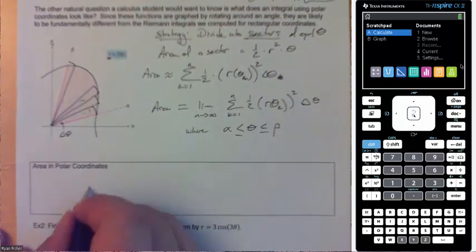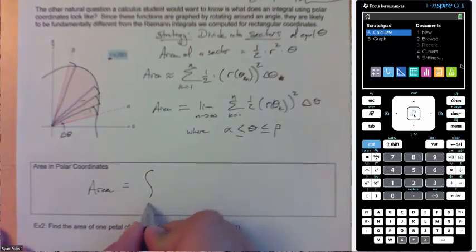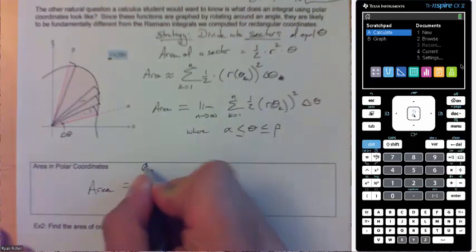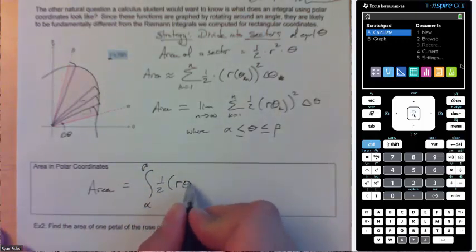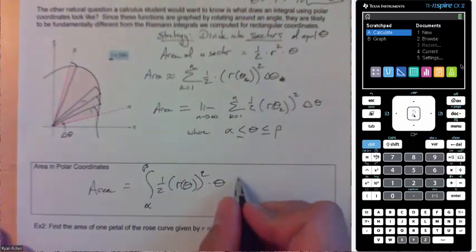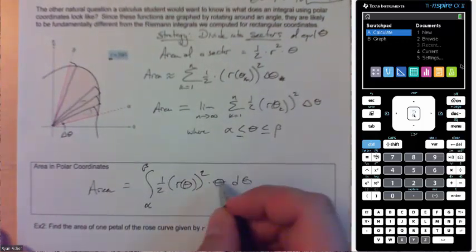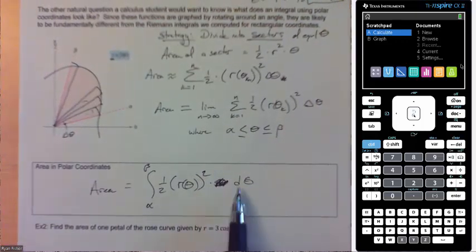So from this definition, we can find a formula for the area enclosed in these polar coordinates. The exact area is an integral from alpha to beta of 1/2 the radius function r of theta squared, times... oh, not times theta. The delta theta becomes d theta. Excuse me: 1/2 r of theta squared times d theta.